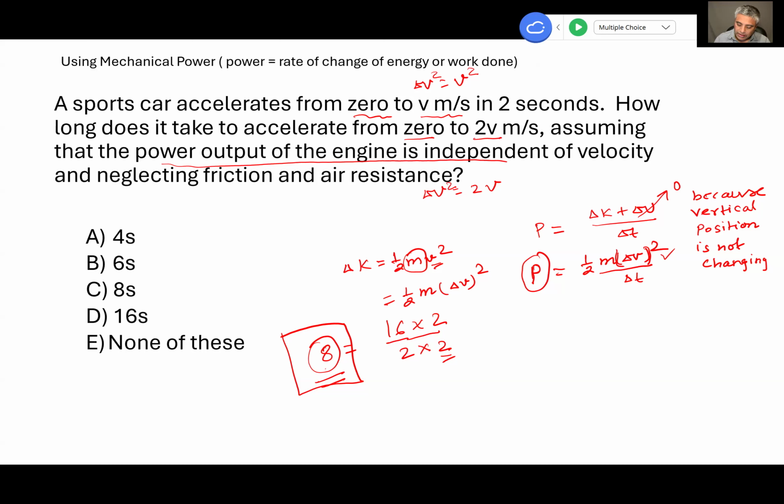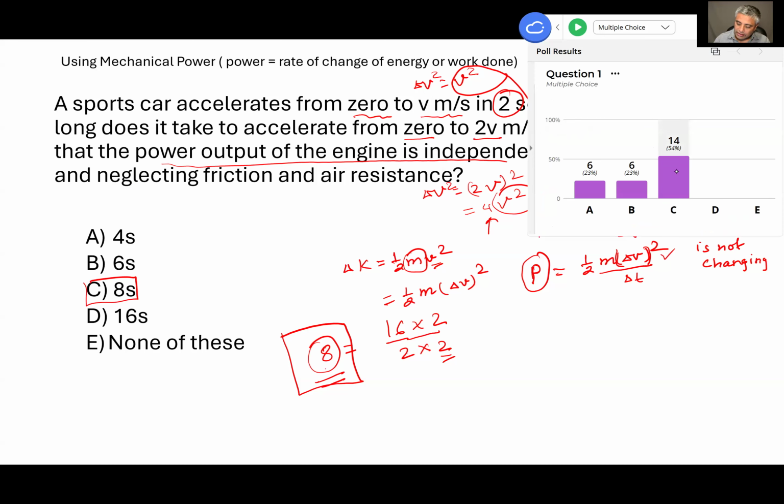But delta V squared here is going to be, this whole thing squared, means 4 times V squared. So now we have this V squared and V squared. What changed? This factor 4. Okay. So it takes 4 times more time to double the speed. So the original time is 2 seconds. So 4 times 2 is 8 seconds. So yeah, looks like it is the correct answer in this case.